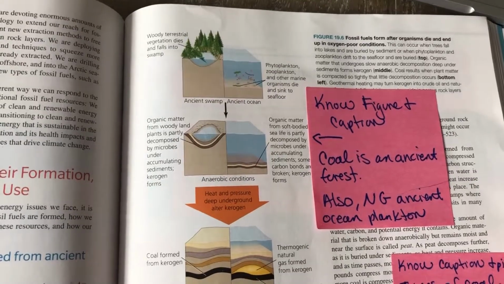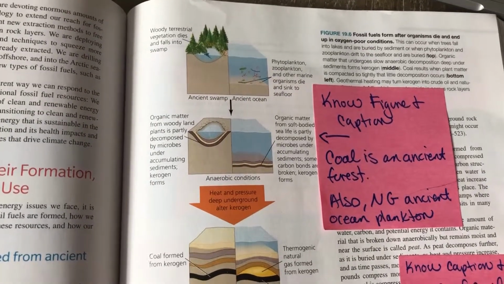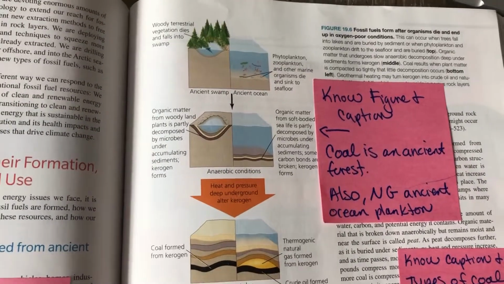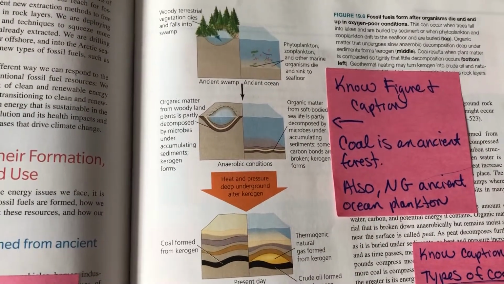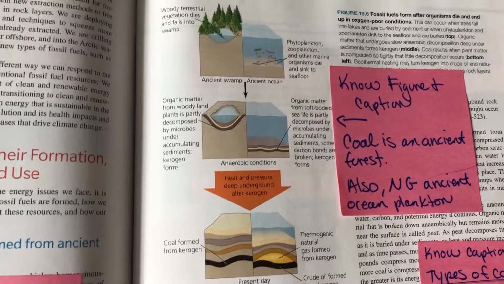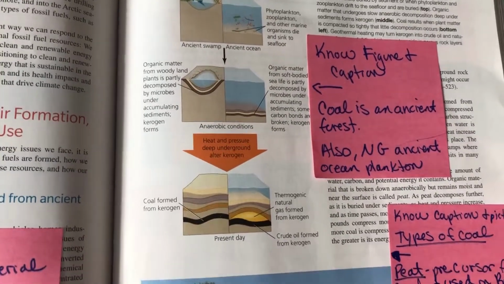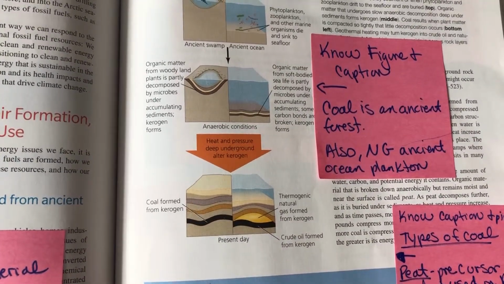Big thing here, as they show you, you have originally a woody forest. Eventually all the vegetation dies and falls into a swamp. It undergoes heat and pressure and anaerobic conditions, and eventually you get coal in the present day.